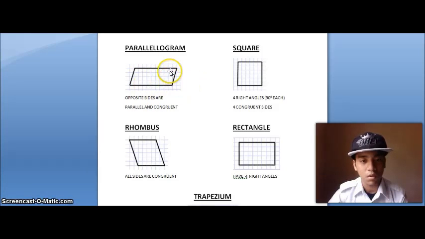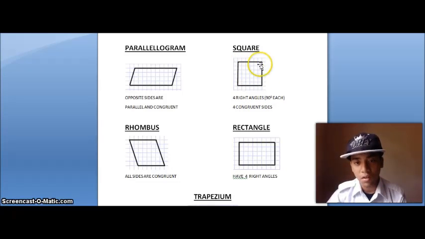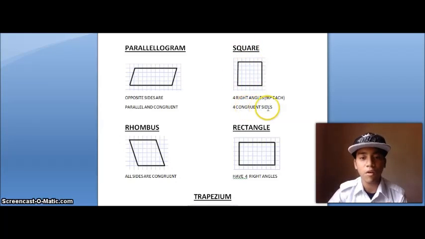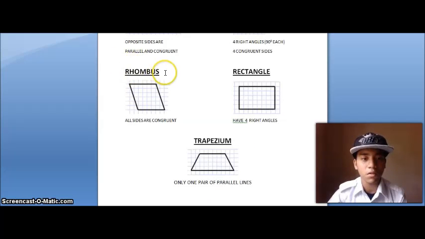And the square is shaped like a box, and it has four right angles, which here are 90 degrees, 90 degrees, 90 degrees, and 90 degrees. The square has 4 congruent sides, which means that if this side is 5 centimeters, then all the other sides are also 5 centimeters. The next one is the rhombus. The rhombus is typically like a square, and all sides are congruent.